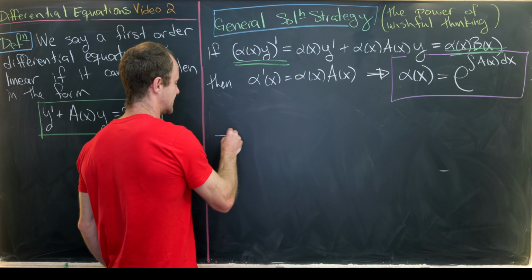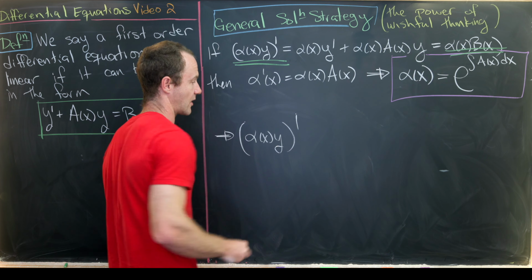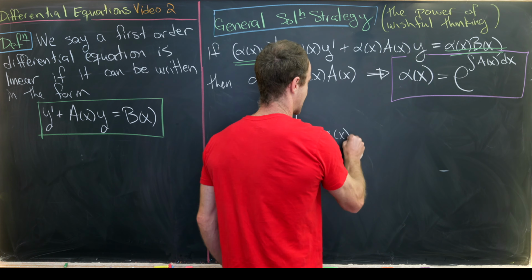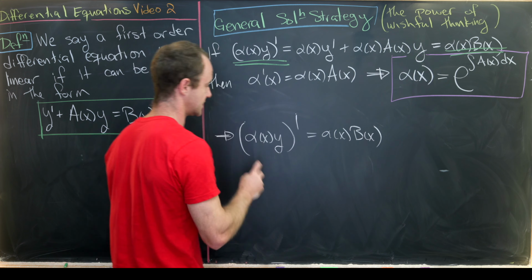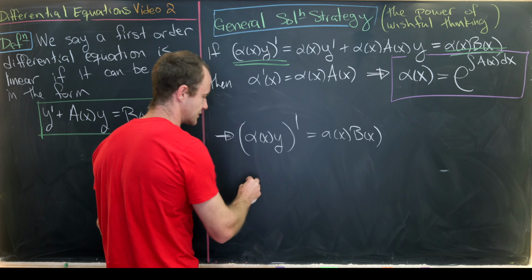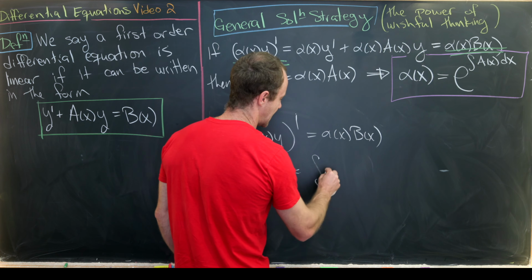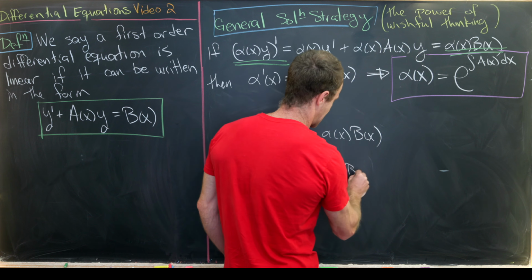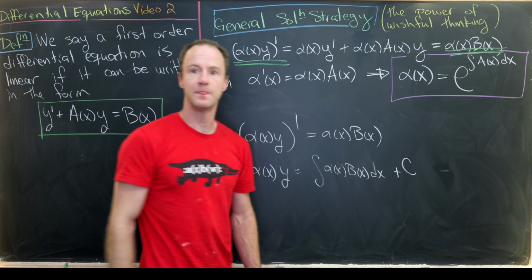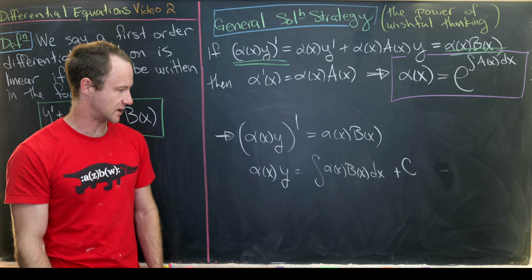Okay, so let's see. We've got alpha of x times y, quantity prime, in other words, the derivative of that product, is equal to alpha of x times b of x. But now we've got the simplest type of differential equation. We can take the antiderivative of both sides. That gives us alpha of x times y equals the antiderivative of alpha of x times b of x dx. Now I'm going to add my constant in. I didn't need to in the other cases because it could have just been absorbed into this final constant.